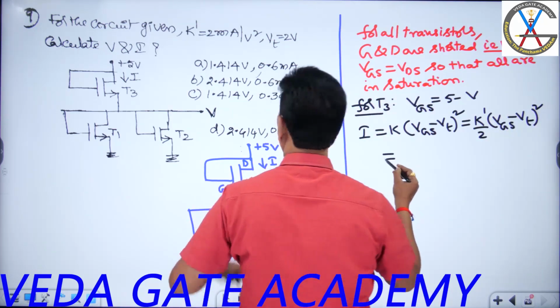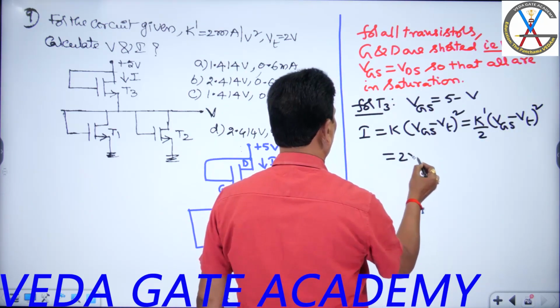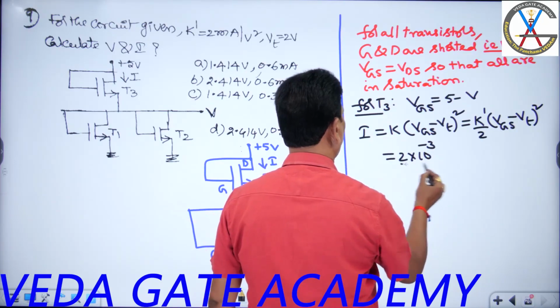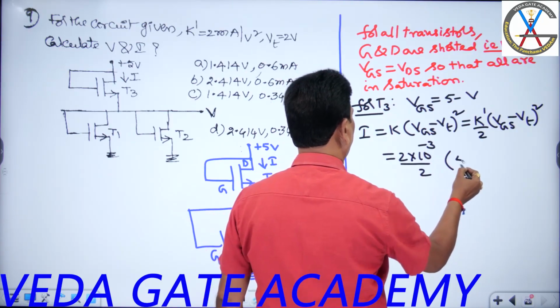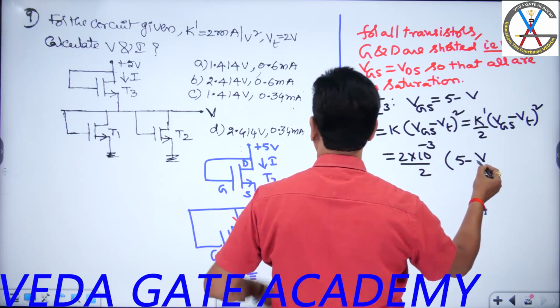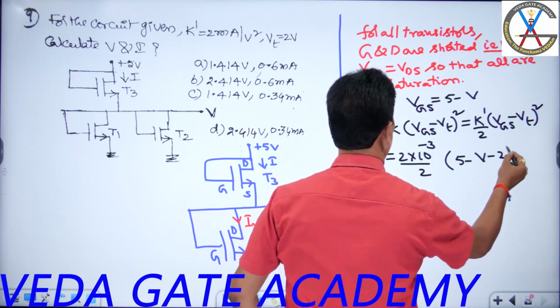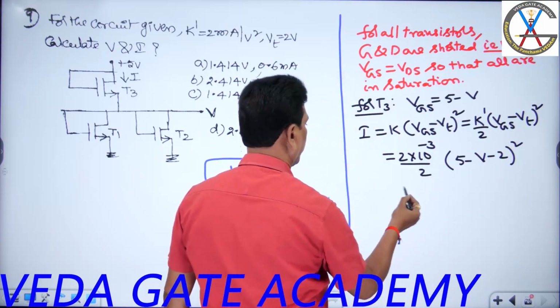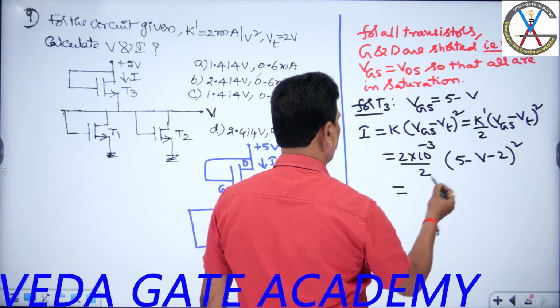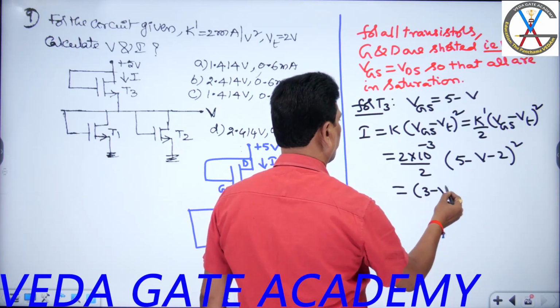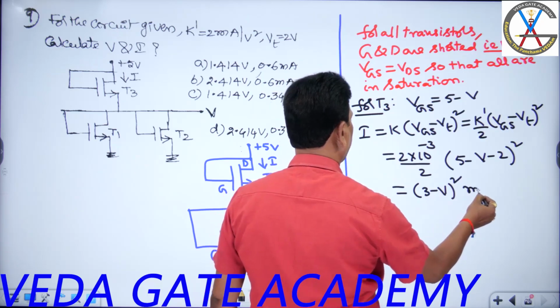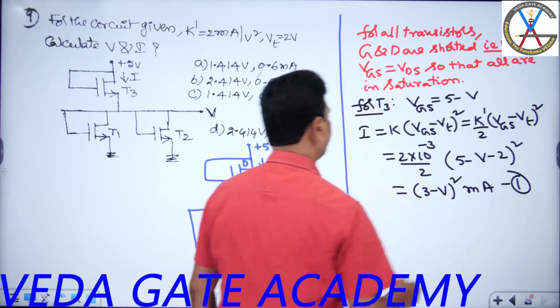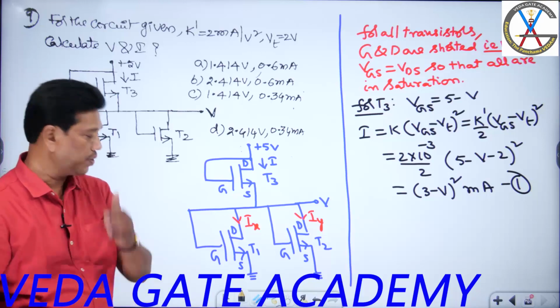Sir, what is that K dash? K dash is 2 milli, sir. 2 into 10 power minus 3 by 2 into VGS 5 minus V, and Vt equal to 2, sir, whole square. So 2 cancelled out. What you can get, sir? 5 minus 2 become 3, you know. 3 minus V whole square milliampere. Some keep equation 1. That's first for T3, sir.